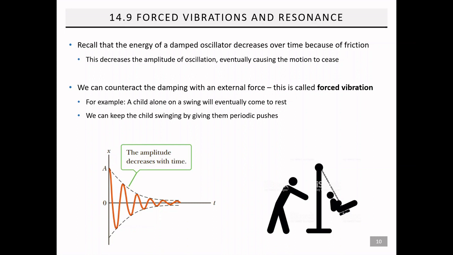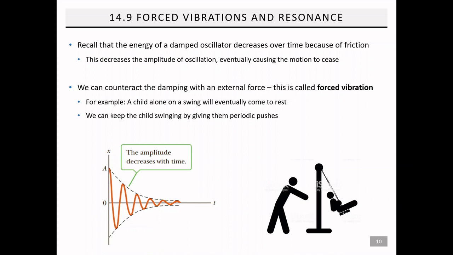So let's talk a little more about this resonance. Let me remind you from a few lectures ago that we learned about damped oscillators, where you have this oscillation, this back and forth motion, that is decreasing over time. The amplitude of the oscillation is decreasing because of friction. And eventually, that oscillation would stop. Right? Once the amplitude goes to 0, the oscillation stops.